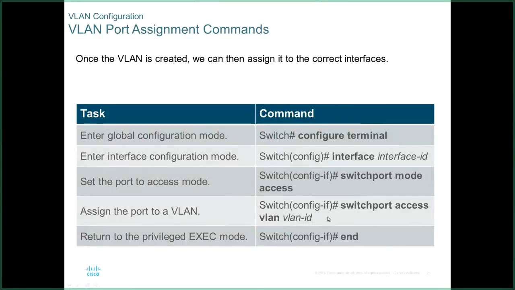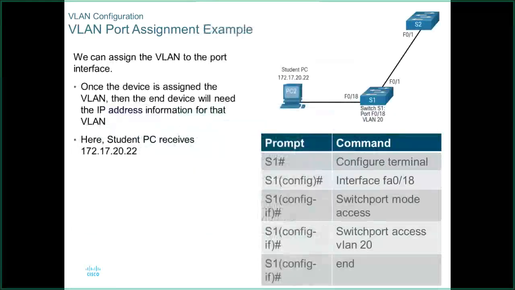Rinse and repeat for all of your port members for that group. So in our example, we're attaching the port F0/18. So we're switchport mode access, vlan 20. We've now attached FastEthernet 0/18 to VLAN 20 on switch S1.